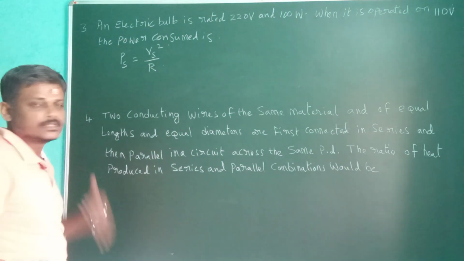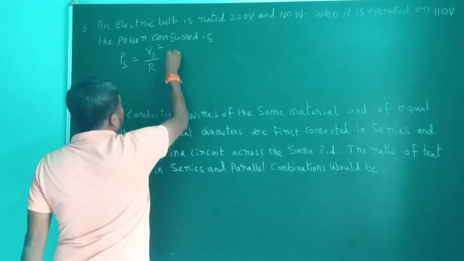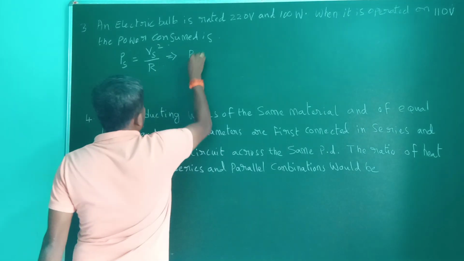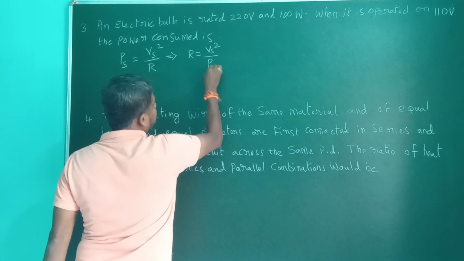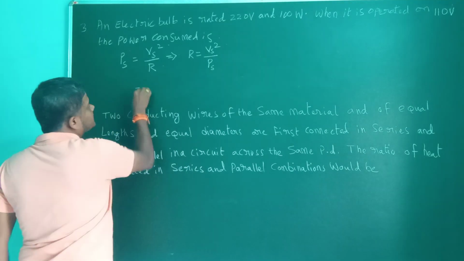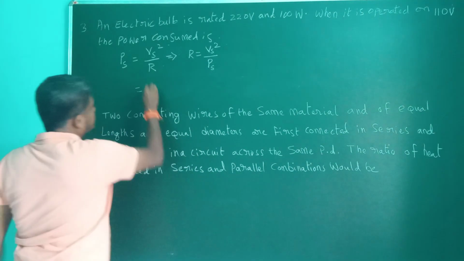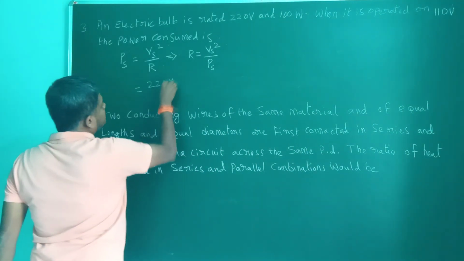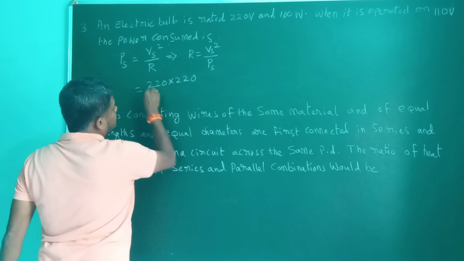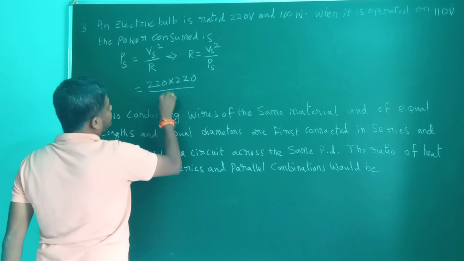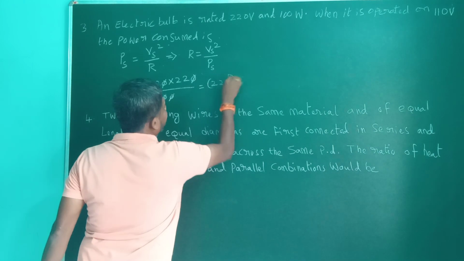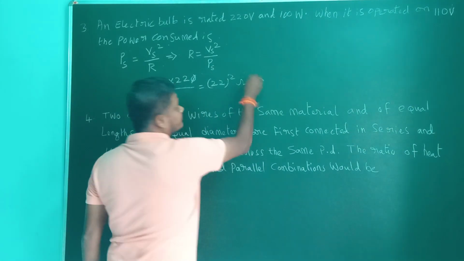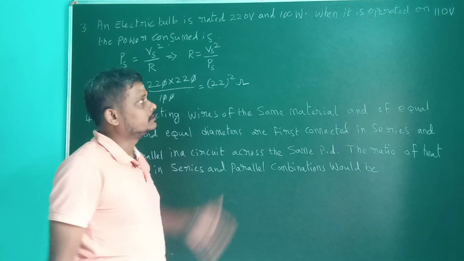From this we can find the resistance of the coil of the bulb, that is R is equal to V specified square by P specified, that is 220 into 220 by 100. We get 22 square ohm. Now it is operated at 110 volt.